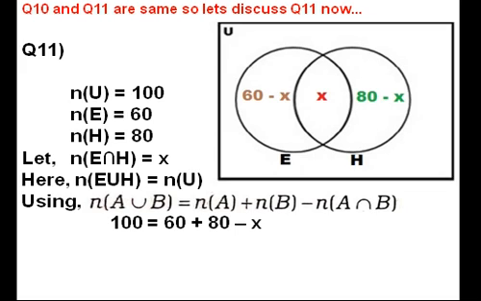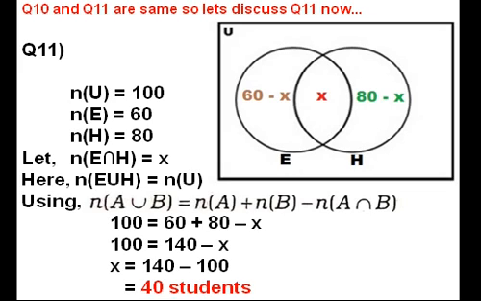Substituting the values in here, we have 100, because A union B is nothing but the universal set here, equal to 60 plus 80 minus X. And once we do that, we get the value of X equal to 40. So in total, 40 students like both English and Hindi.